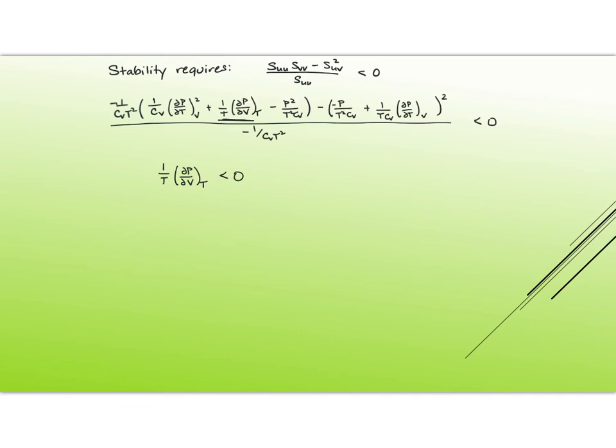Since T is definitely positive because of our definition of absolute temperature, this means that dP/dV has to be negative, or it's a little bit more convenient to think of it as dV/dP at constant temperature needs to be negative. And this we should recognize as being very similar to our term negative 1 over V dV/dP at constant T, which we've defined as kappa sub T, the isothermal compressibility. And if dV/dP is less than 0, then this expression here will be greater than 0.